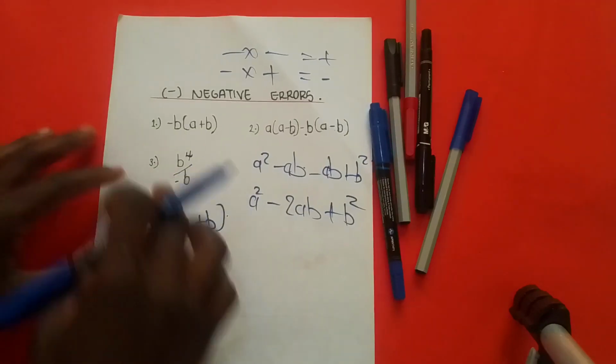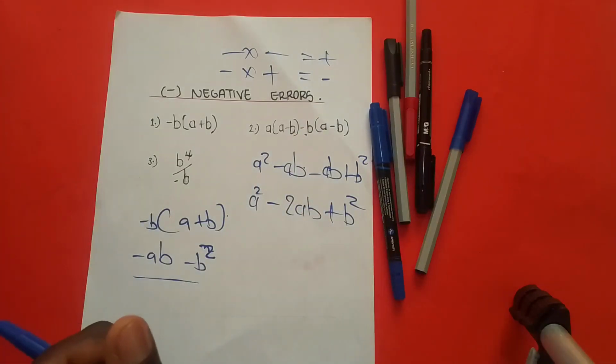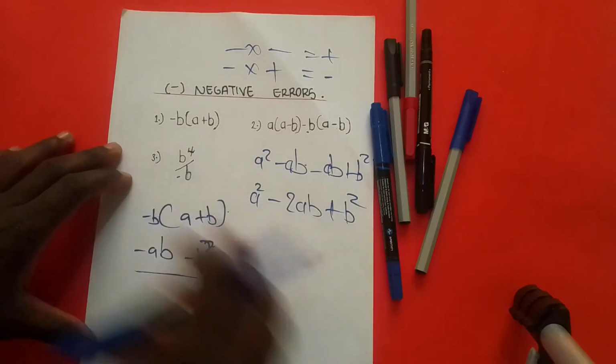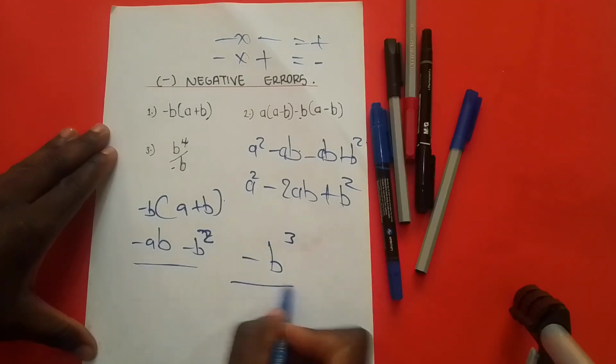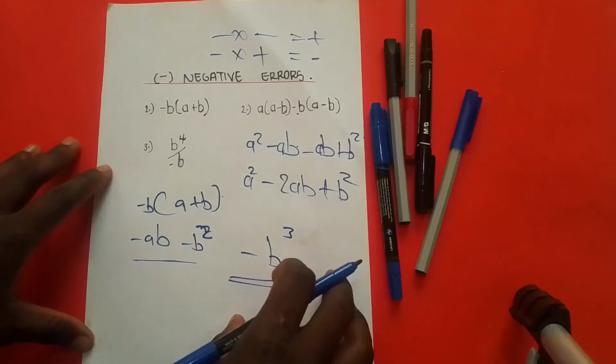Then number 3 is a bonus, right? Because it's an easy one. Whenever a term is divided by a negative number, it will always be a negative, right? So therefore, the solution for question 3 obviously is negative b to the power 3, right? Here we cancel out the first b, leaving us with b to the power 3.